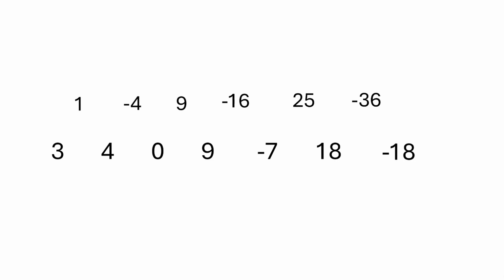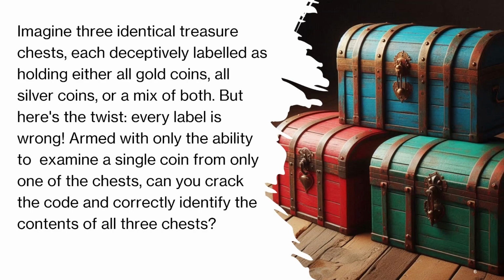Were you able to see there was alternate plus and minus? The gaps were perfect squares of your natural number. So in this particular question, you have 3 chests which are all wrongly labeled. Right? One contains gold coin, one contains silver and one contains a mix of both. But since they're all wrongly labeled, you are supposed to label it correctly.